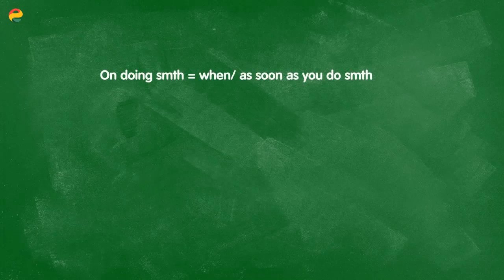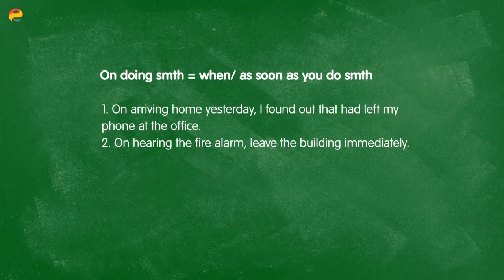Now we also have the phrase on doing something, or on with a gerund, which is used to mean when or as soon as something happens or has happened, like in the expression, on arriving home yesterday, I found out that I had left my phone in the office. Here, I find out when I arrive home. I've walked in the door, and at that moment I say, oh, I don't have my phone.